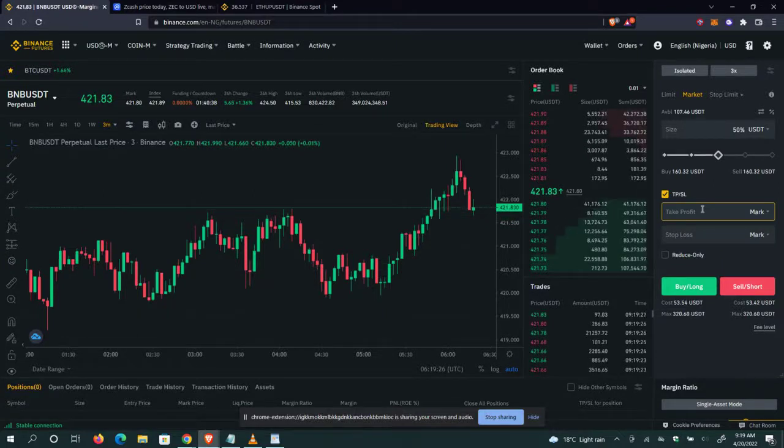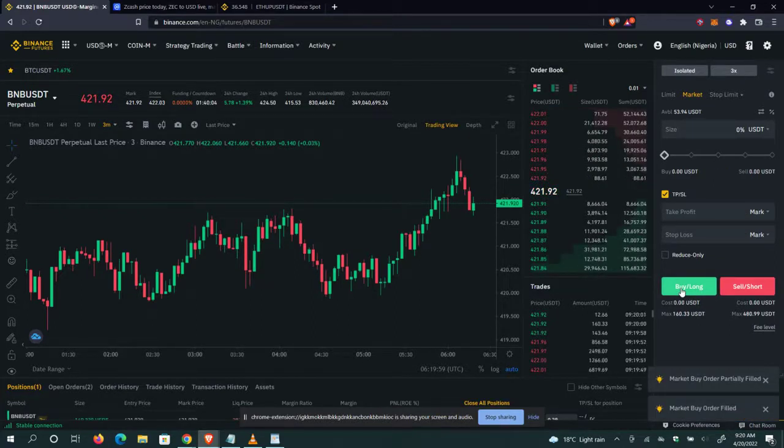So now I'm just going to do a rough example to show you how it works. I'm using the market price, which is 421. As you can see, it's a market. So I'm just going to do take profit at, let's say, 425, and stop loss at 415. What do I do? I'm buying long. I might just say, okay, buy long.